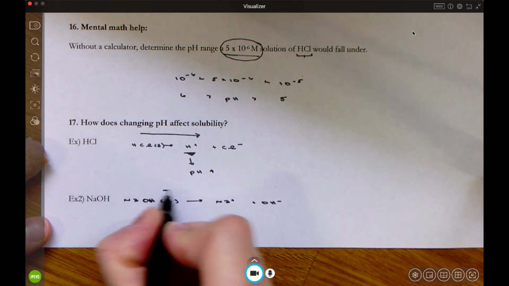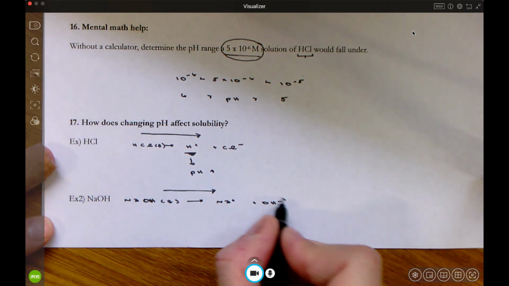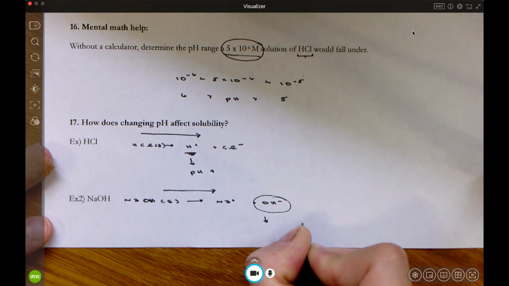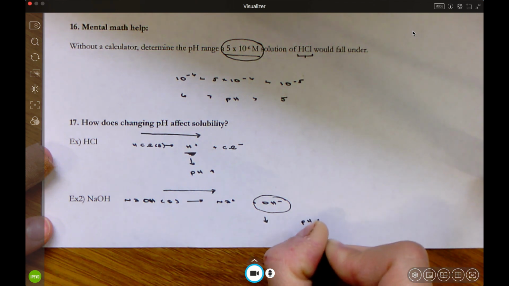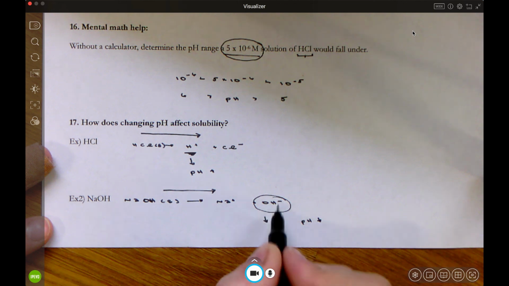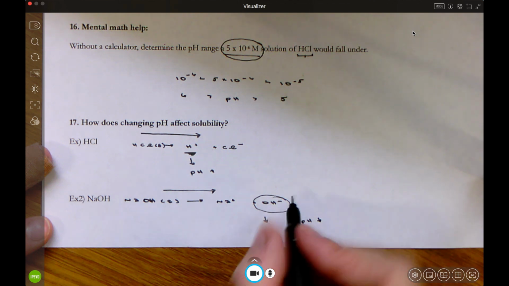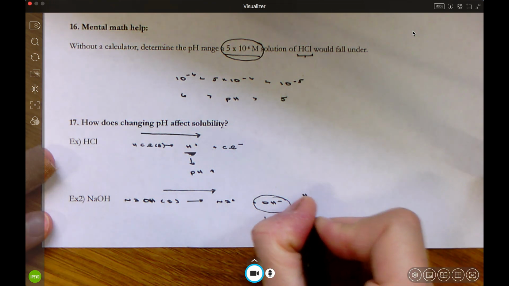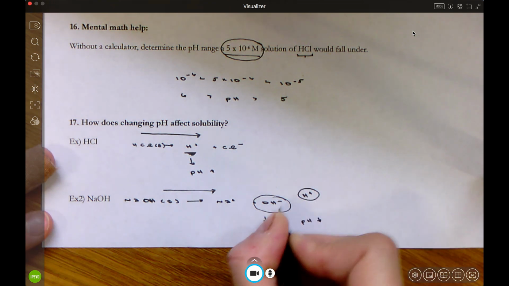I want it to shift to the right to increase my solubility, so how would I do that? Well, I want this concentration to decrease. So I'm going to want my pH to decrease now if I want my concentration of OH minus to decrease. So I could either add H plus. By adding H plus, that removes OH minus because it forms water.